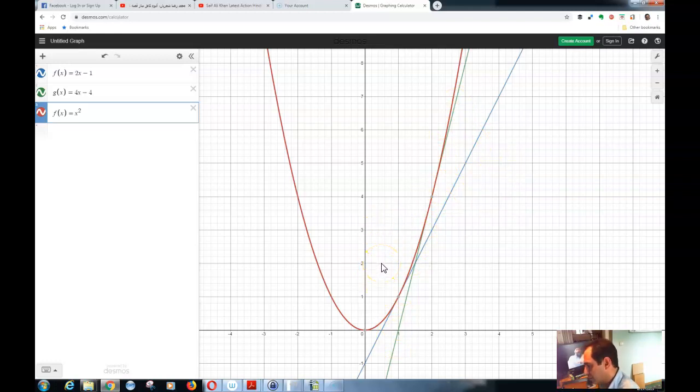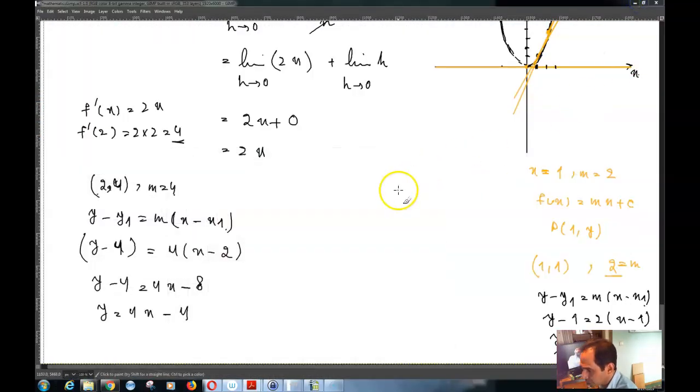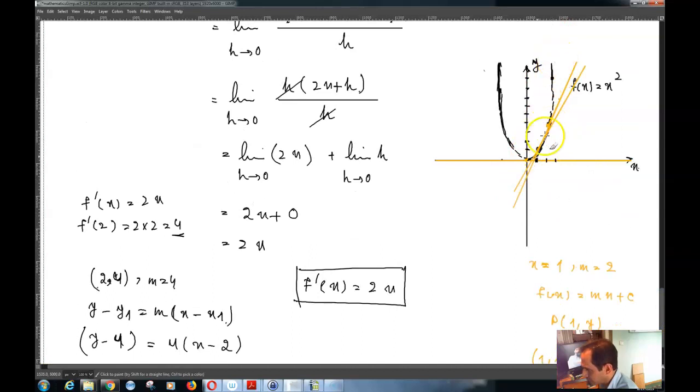And basically, when you put all of these functions together, using this relationship that we found over here, which was f prime of x is equal to 2x, we can calculate the slope of the graph of this function at any point in time, or at any point x. Okay.